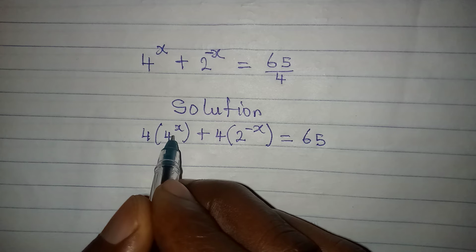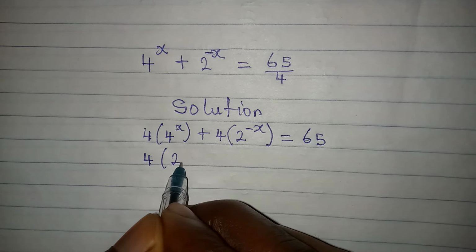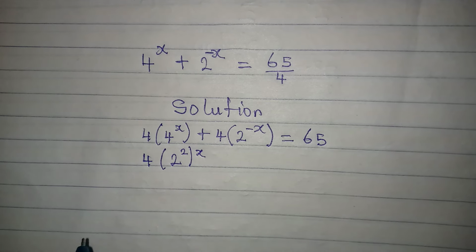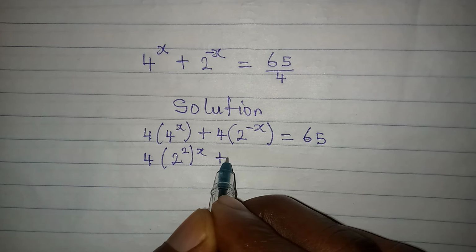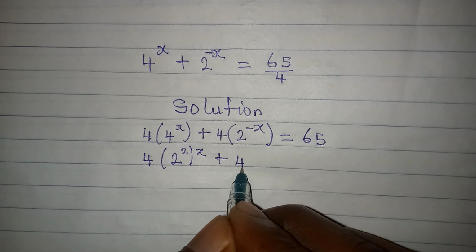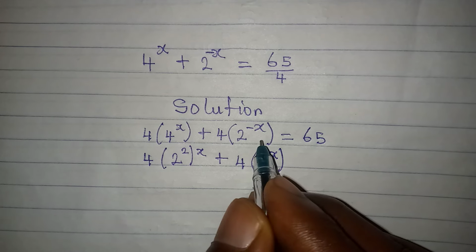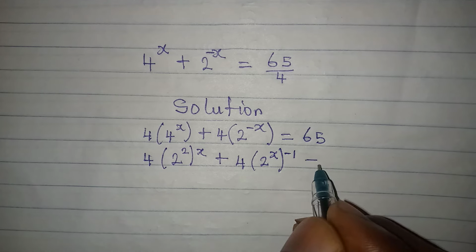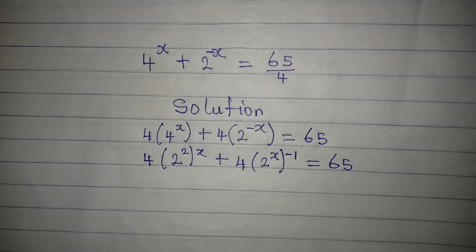Now from here, this is what I want us to do. I want us to break this into 2, so we have 4, then here we have 2 to the power of 2, and then we have power of x on the outside, right? Then plus, because 2 squared will give 4, okay? Now this 4 will appear, then here we have 2 to the power of x. Now this negative, I want to take it out, so I have negative 1, and then this is equal to 65. Now what do you observe?